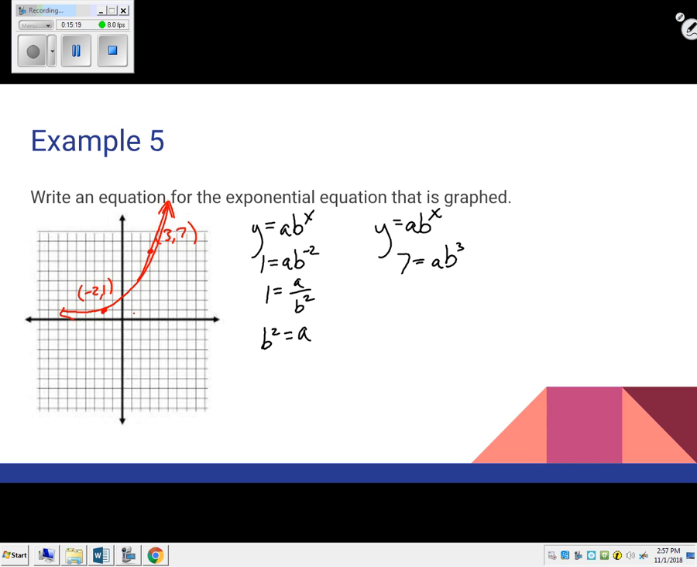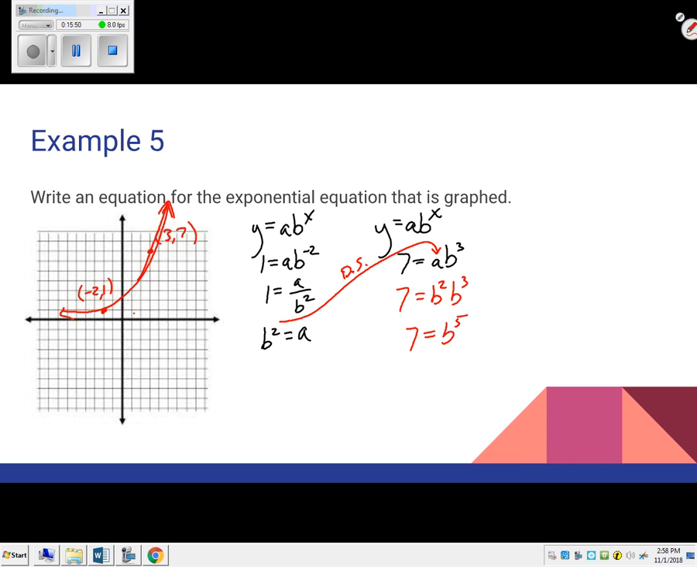Now I'm going to take this b squared equals a, switch sides, and plug it in. Since b squared is equal to a, I'm going to do a direct substitution right here. I'm going to get 7 equals, instead of a, b squared times b cubed. And so I'm going to end up getting my growth factor first. 7 equals b to the 5th. Take the 5th root of both sides.